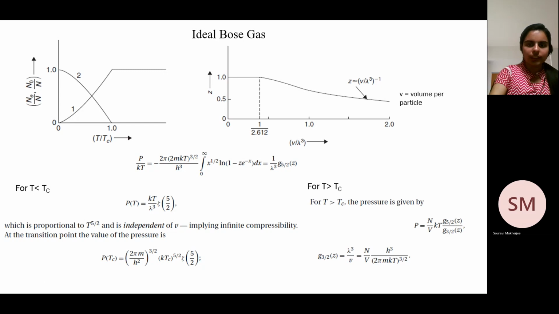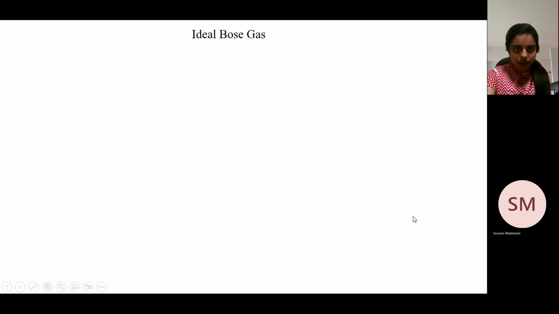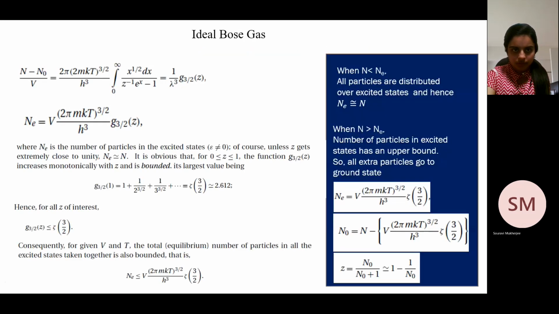Okay, what happens for T greater than Tc? So for T greater than Tc, this is your expression, right? P by KT is given as 1 by lambda cube G 5 by 2 Z, right? And then if you remember the expression of N by V, from there you can replace 1 by lambda cube by N by V divided by G 3 by 2 Z, right? So what has been done here is lambda cube has been replaced in terms of G 3 by 2 Z, okay? So this comes from this expression here. If I go back, this comes from this expression here.